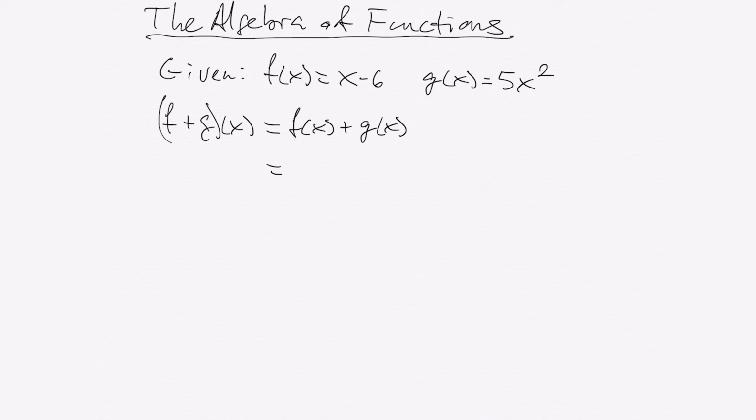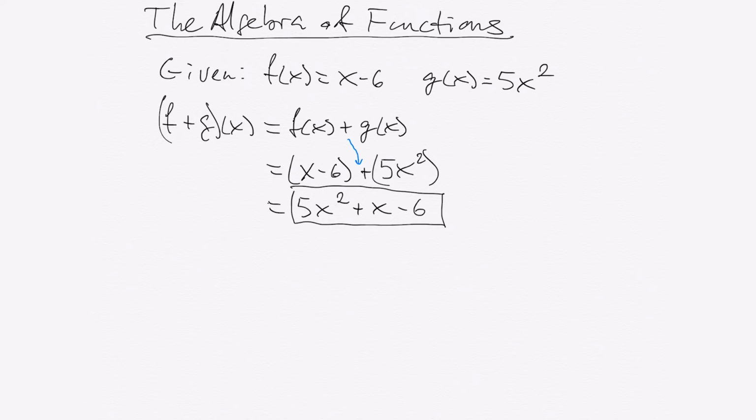I kind of like writing it that way because I can see pretty clearly that f of x is equal to x minus 6. I'm going to bring my addition symbol down here so those match up, and then g of x is 5x squared. I'm going to put that in parentheses because when I do substitution I like to use parentheses. There isn't any combining of like terms that we can do here. The only thing I'm going to do is rearrange my terms a little bit, and I end up with 5x squared plus x minus 6, and that is the combination or the addition of those two functions. Let's try subtraction.